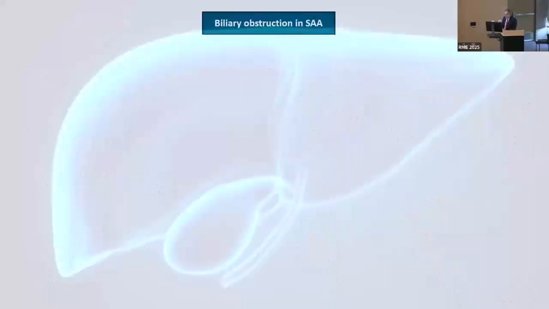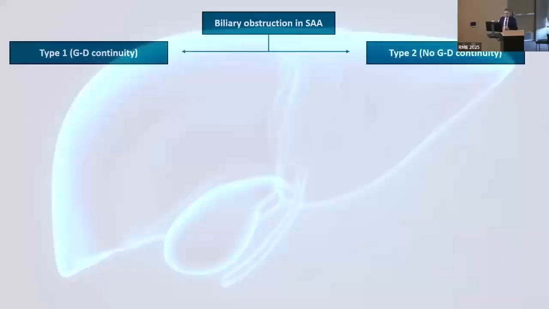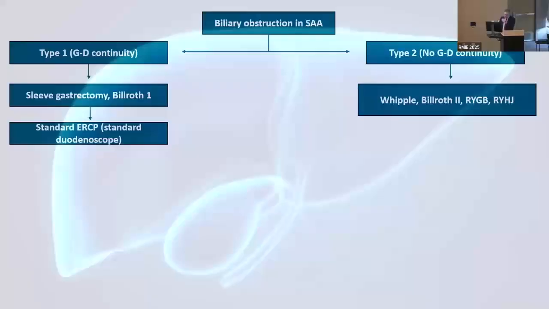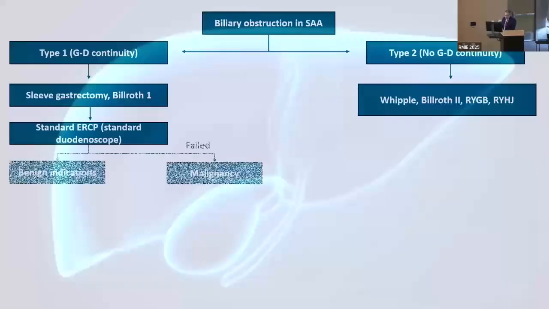So looking at an approach, trying to put this all together, if we take surgically altered anatomy, my first part of the algorithm is to subdivide them into type 1 versus type 2, depending on whether or not you've got gastroduodenal continuity. And these are the common procedures that would fall into those groups. Going down the left-hand side, type 1, as mentioned here, you've got no change. I'd really stick to the standard ERCP with the standard side-viewing duodenoscope.